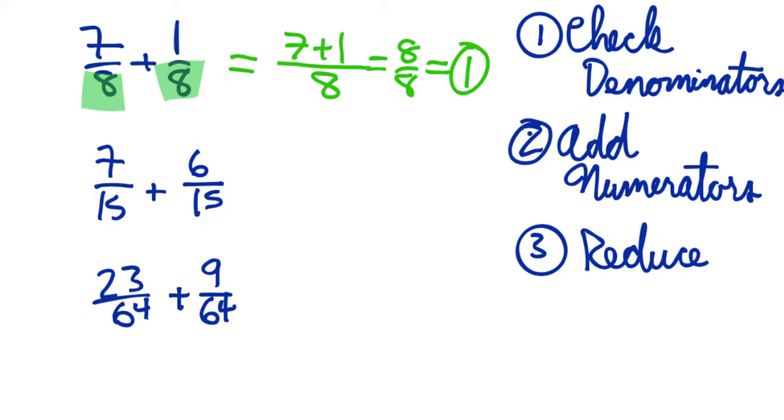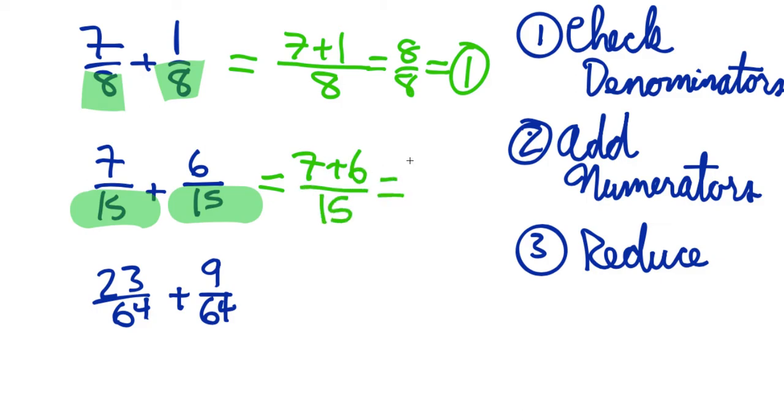Okay, next example. Hey, 7/15 and 6/15. Do these match? Yes. Denominators match. Good. We can add these. So that's going to be 7 plus 6 over 15, the mega denominator. 7 plus 6, 13 over 15. Guess what? We can't reduce to lowest terms because it's already in lowest terms. Awesome. That one's done.